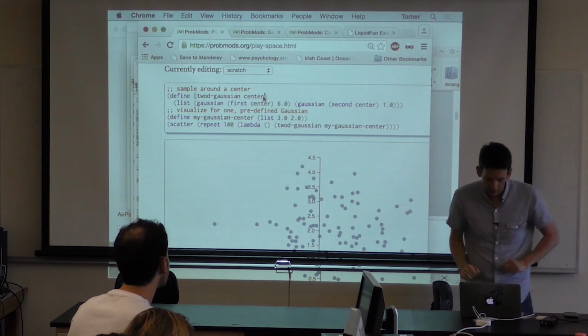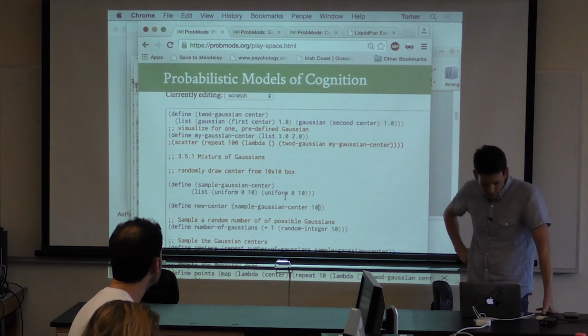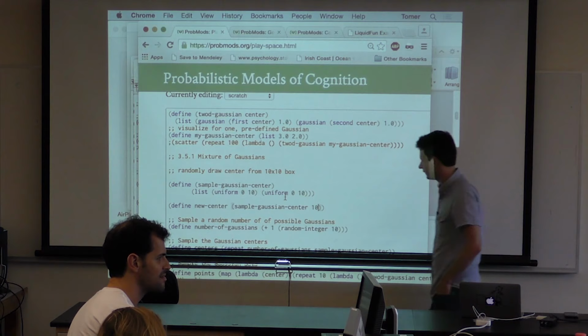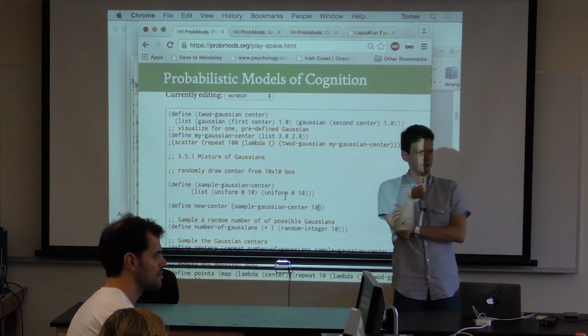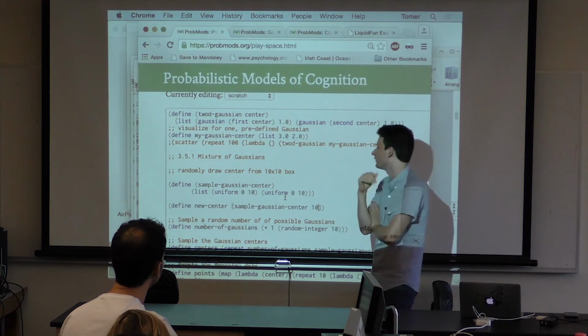So I've already done this ahead of time, and I'll do it here. What I've done here, minus the typo, is to say something like, I want to sample a Gaussian center where I don't know where it is, but I'm going to say that it's in this two-dimensional space between 0 and 10, a box that's 10 wide and 10 tall. So for each new Gaussian, I don't know where its center is, but I'm assuming it's somewhere in this box that we're looking at. And the way I do that is I say, okay, I define some sort of procedure.